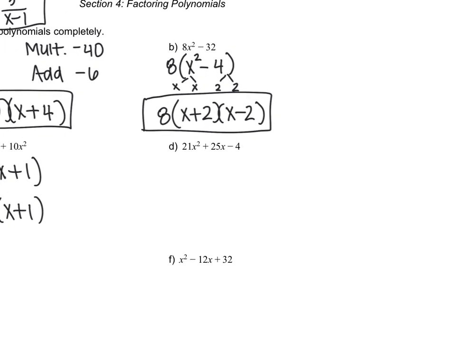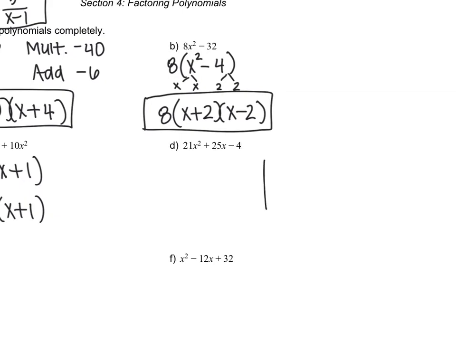So in D, we have 21x squared plus 25x minus 4. So the number in front of x squared is greater than 1. So I typically always look for GCF. And there is no number that goes into 21, 25, and 4. So I'm going to have to use the box method to factor here.